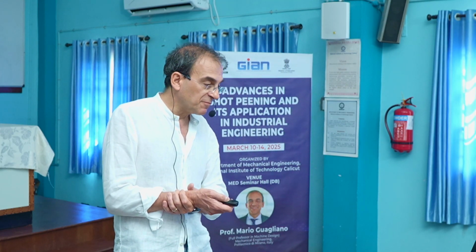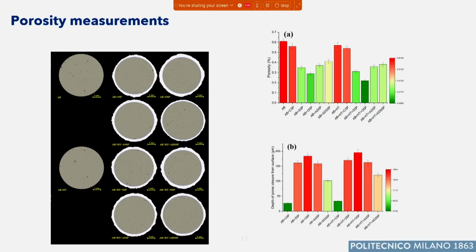Let's see then how it goes with the fatigue strength. ASSP and ADSSP are also able to reduce the porosity in a positive way. We go from around 0.6 down to 0.4, that is similar to severe shot peening. And the same applies if you consider the treatment performed after the process and before shot peening.